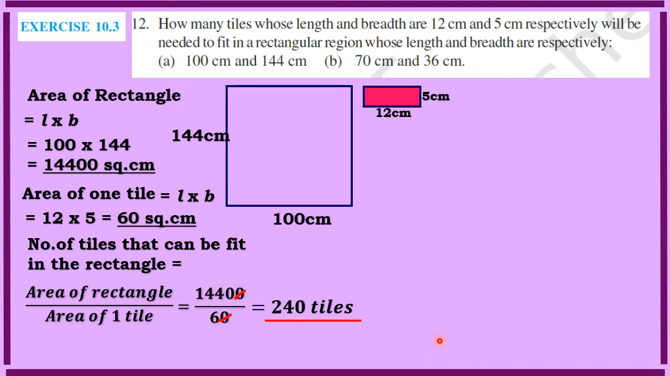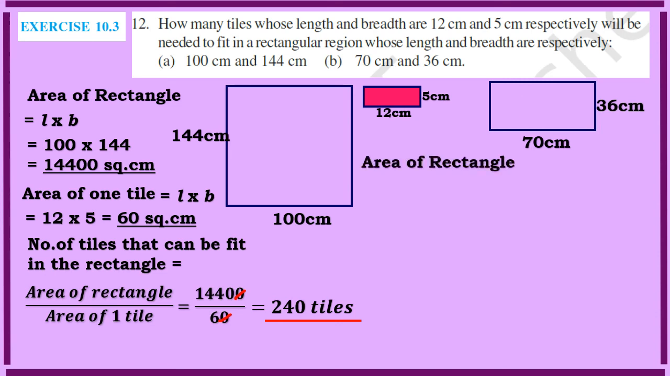Now in part B, the region is how much? 70 centimeter and 36 centimeter, smaller one. So the same size of these tiles will not fit, 240 into this. It's common logic, no. So let us find out.